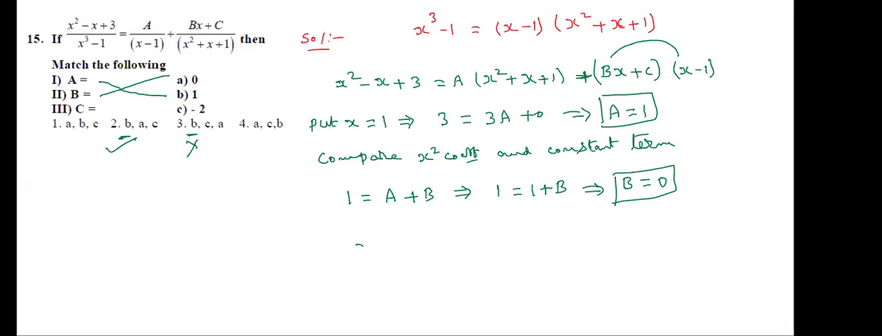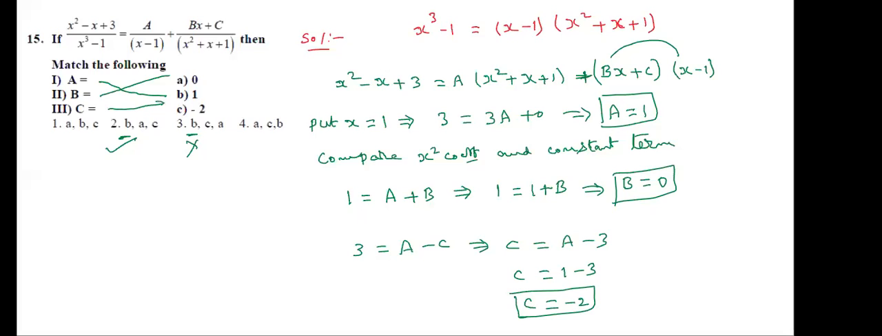Now I am going to find the c value also. Comparing the constant term, 3 is equal to a minus c. Now what is c? C is equal to a minus 3. A value is 1. 1 minus 3, that is minus 2. Finally, C value is minus 2. Observe the options. Which option is correct? Second option correct.